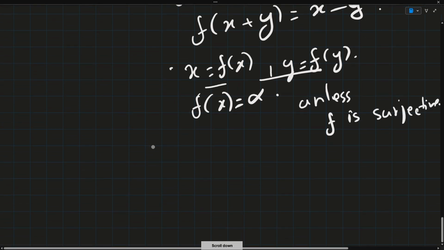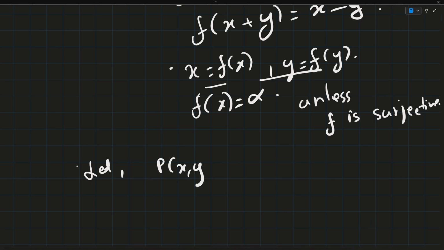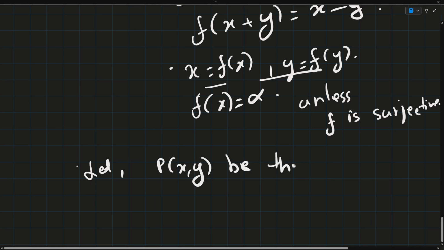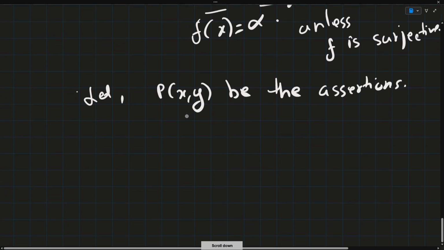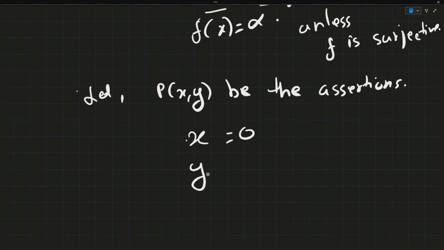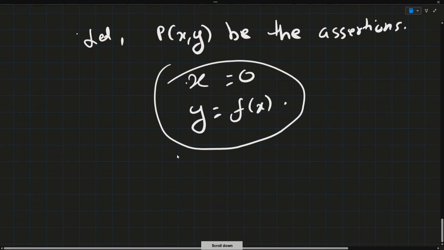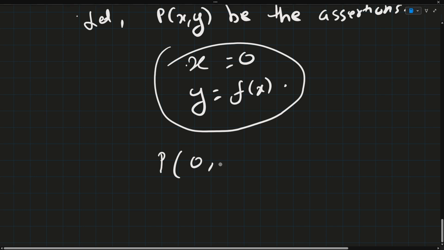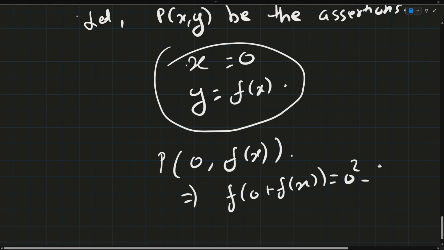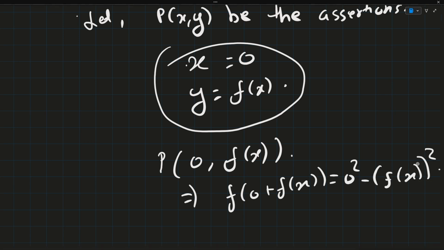And then while writing your functional equation solution, you can say let P(x, y) be the assertion. What this basically means is that, let's say you want to substitute x equal to 0 and y equal to f of x. Then instead of writing all this, you can just write P(0, f(x)) implies f of 0 plus f of x is equal to 0 squared minus f of x whole squared.